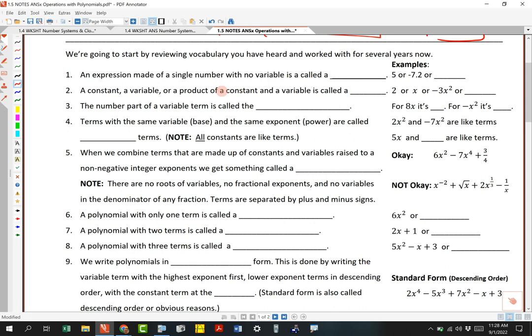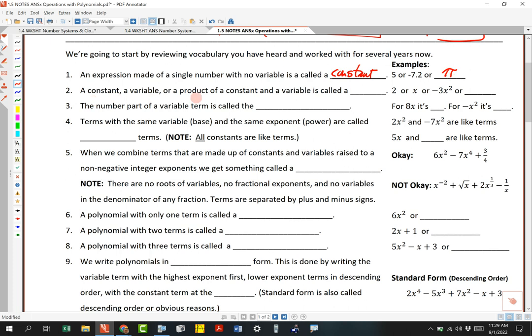So an expression made of a single number with no variables is called a constant. So any number you want. 5, negative 7.2. Would that work? Is pi a constant? Yes, it is. It's an irrational number. It's a plain old number. It's not going to change. Okay, so that's a constant.